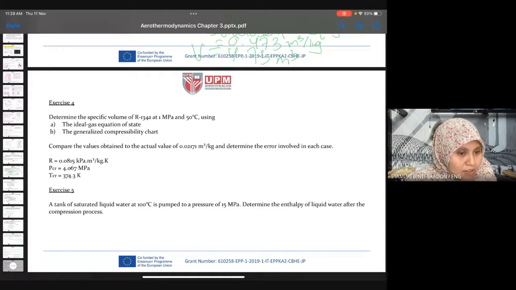Determine the specific volume of R134A. So this one is the refrigerant that I talked about just now. So we have to search for another table. We cannot use the same table as water just now. Determine the specific volume of R134A at 1 megapascal and 50 degrees Celsius using the ideal gas equation of state. The compressibility. Oh, this one yang compressibility check.